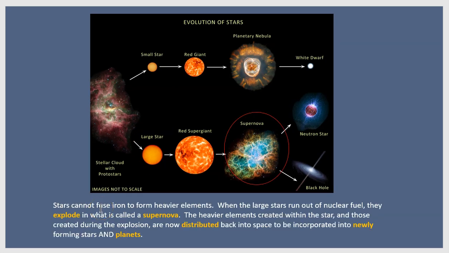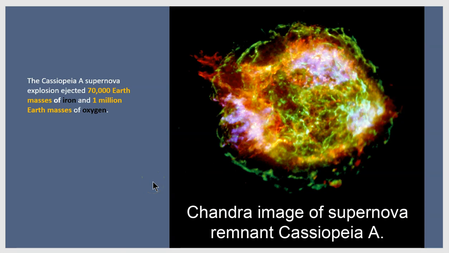Now, stars continue this chain reaction of fusing heavier and heavier elements, but stars cannot fuse iron to form heavier elements. So iron is the end state. When large stars run out of nuclear fuel, they explode in what is called a supernova. The heavier elements created within the star and those created during the explosion are now distributed back into space to be incorporated into newly forming stars and planets. So stars and their explosions are producing new and heavier elements.